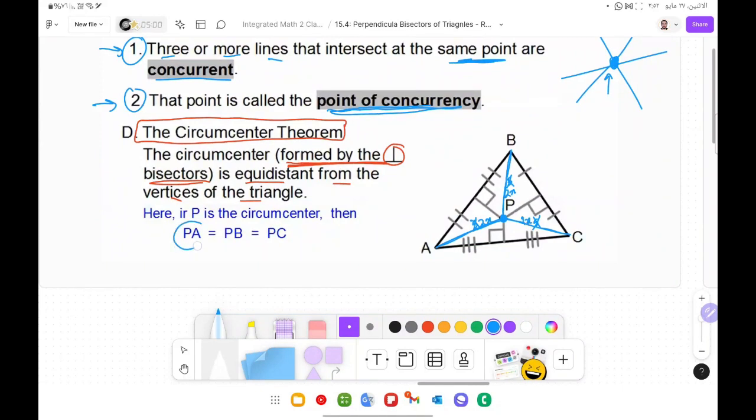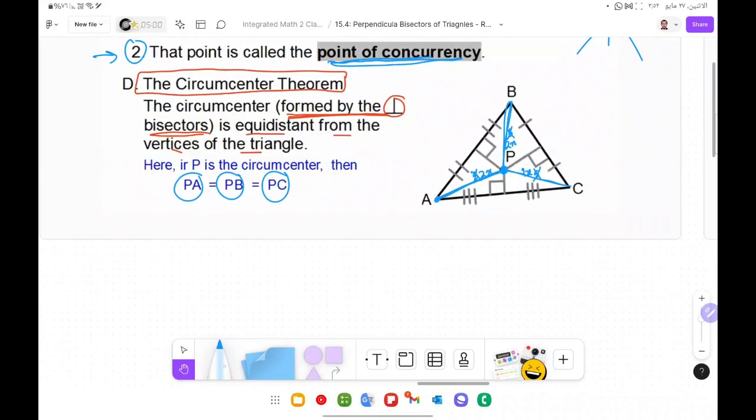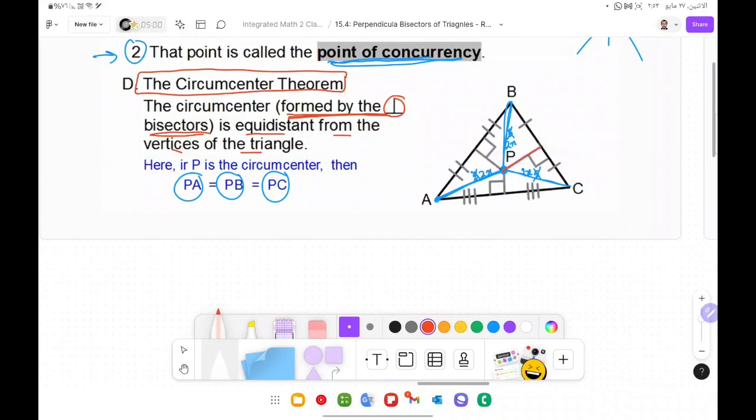So PA, from P to A, is equal to PB, from P to B, and it's also equal to PC, from P to C. And if from the same point I draw a perpendicular line to this side, it makes a perpendicular bisector. That means this side here is equal to this side. If this one is 5, then from here to here should also equal 5.